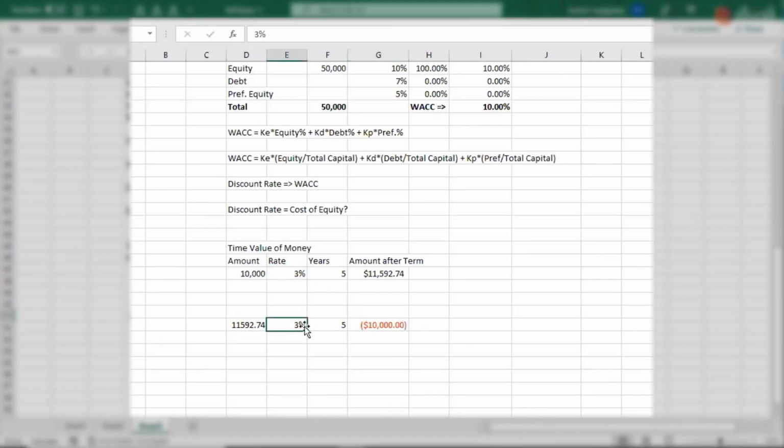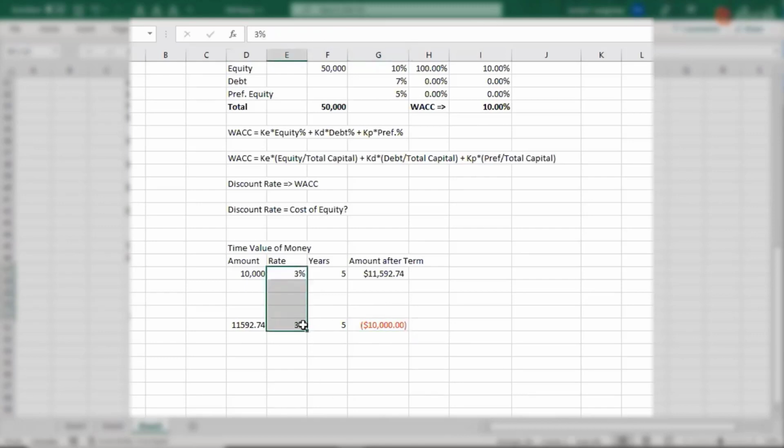In bank's terms, this is still an interest rate, but in valuation terms, this is now my discount rate. This is my discount rate. That means whatever value I'm expecting in the future, I want to see what is it worth as of today. I need to discount it back to today's date, the future value. 5 years later, I would receive this amount, but what is it worth today? $10,000. How did I do that? I discounted it at 3%.